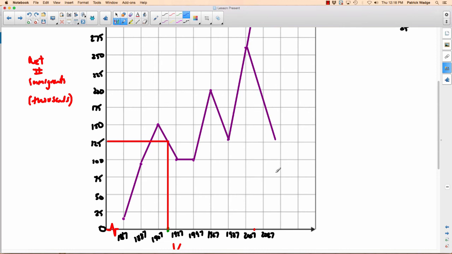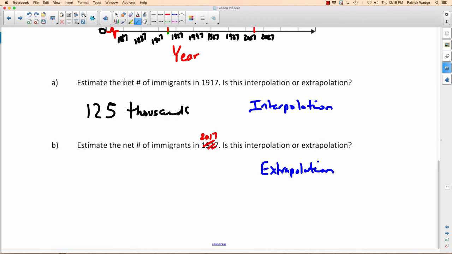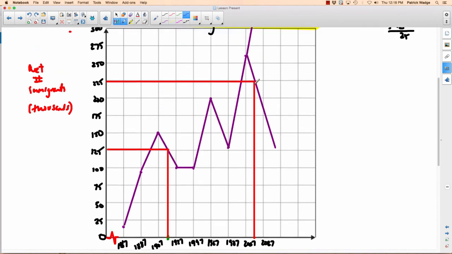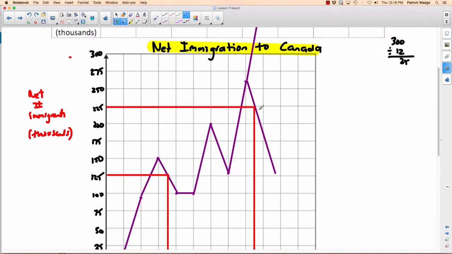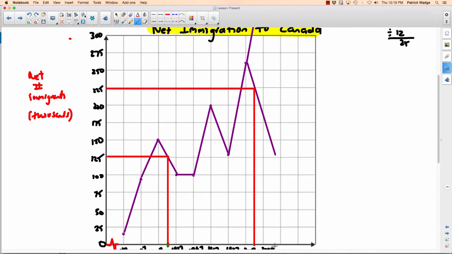So if you thought it was going to come back down, you would go up from this point to here. Oh, another right on the line one. I love it. And then you would go over and you would get 225,000. So we'll put that down as one of our estimates. Wrong color. Oh well, it's okay. Why did I put thousands there? That's weird. Now, if you thought it was actually that the net immigration kept going up, what would be our estimate there?